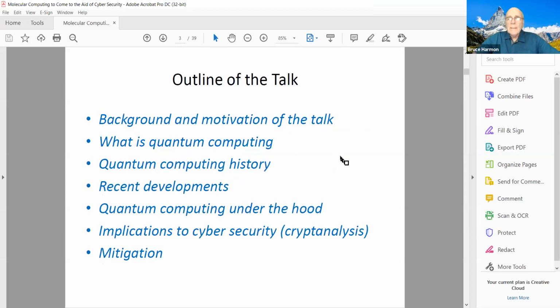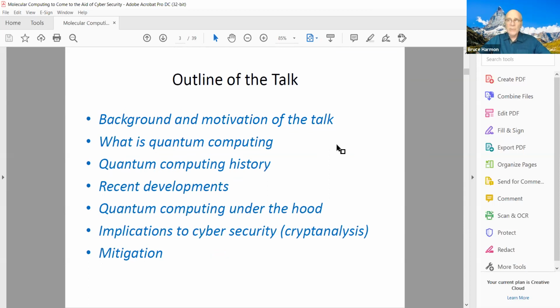So we'll do a background, motivation, why are we here? What is quantum computing? What is the history of it? What are some of the recent developments? And then we'll get under the hood and figure out, how does this thing work? How would you program it if it existed? And that's a big if. And we'll talk about the mitigation. So why are we here?